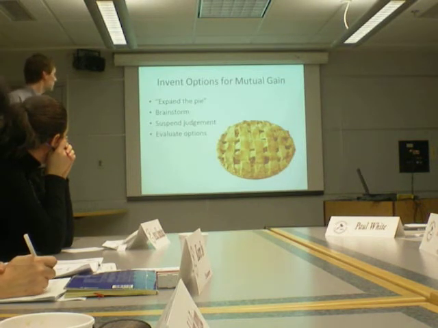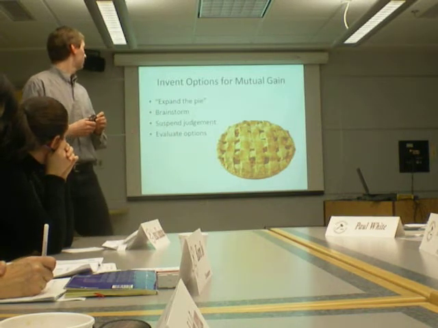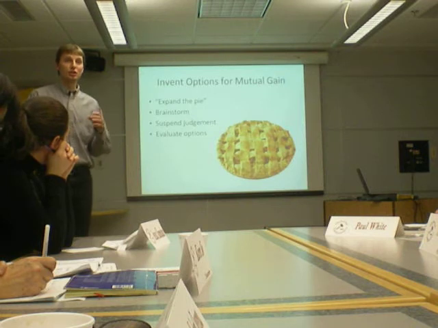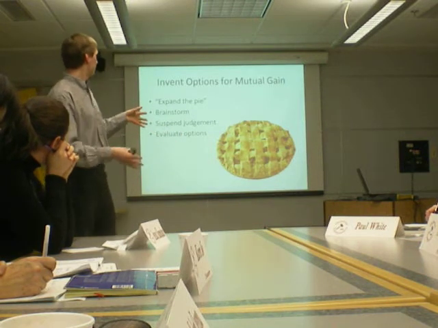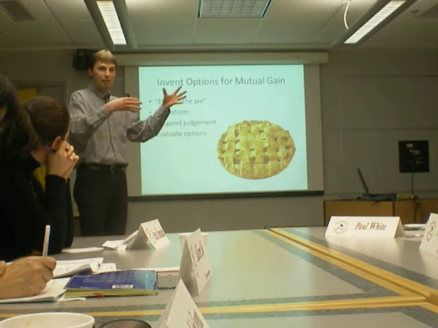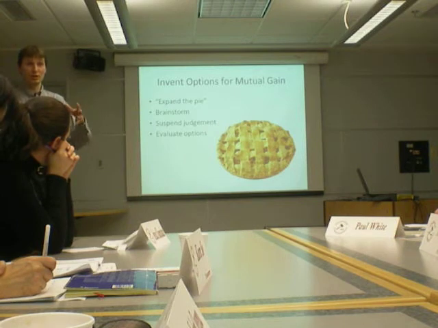The next step is invent options for mutual gain. A term that's often referred to is expand the pie. There's usually more there than meets the eye. Often we think there's a pie and we need to share whatever is there. We just have to cut it in half, like the orange. But we saw there was more to it than just the orange and cutting it in half.